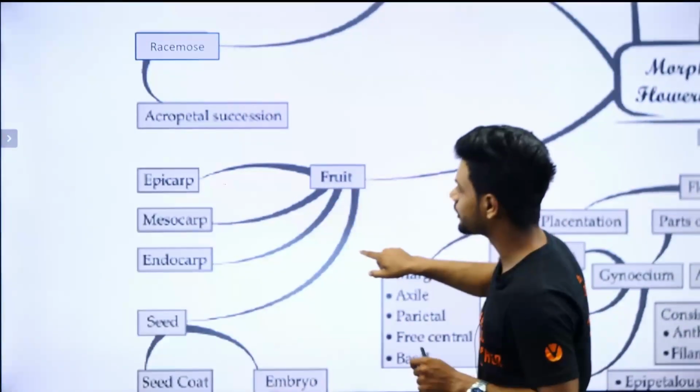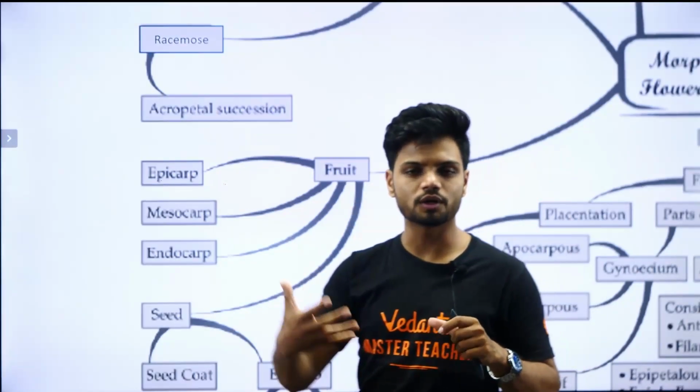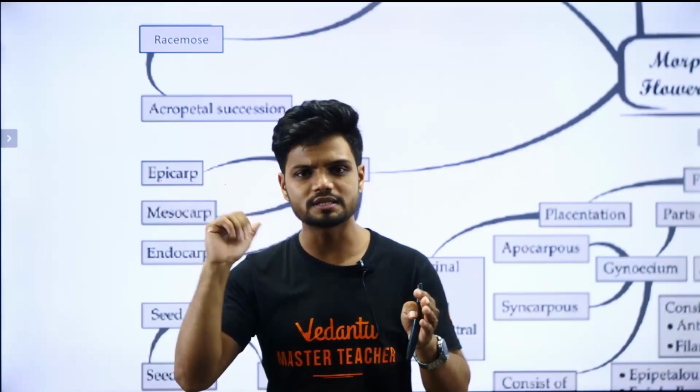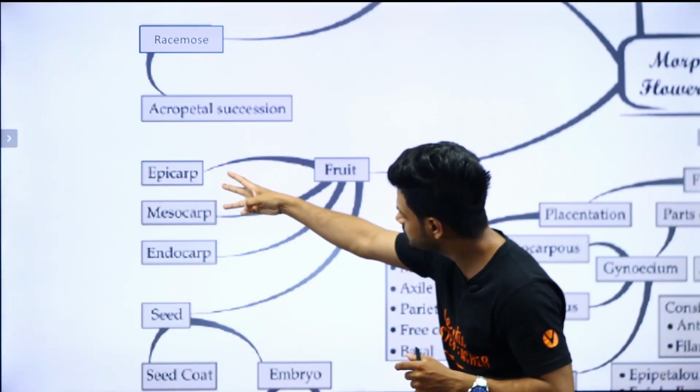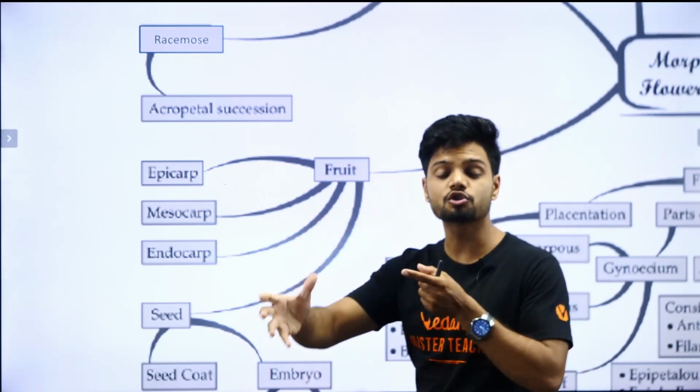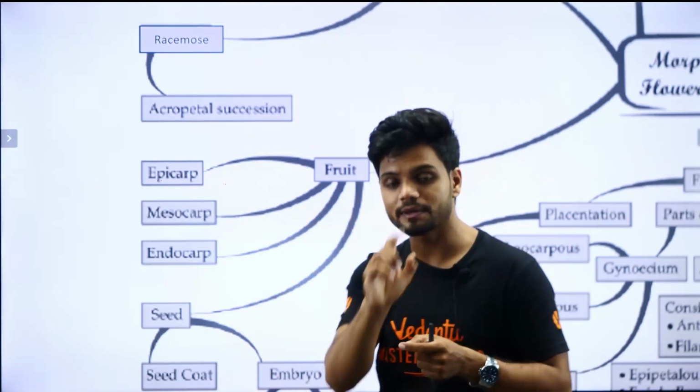We have the fruit now. Now fruit again develops from the ovary. The ripened ovary develops into fruit. Ovules develop into seed. Now a particular fruit will have three main parts: epicarp, mesocarp and endocarp. That is the division of pericarp. Example is very important here.